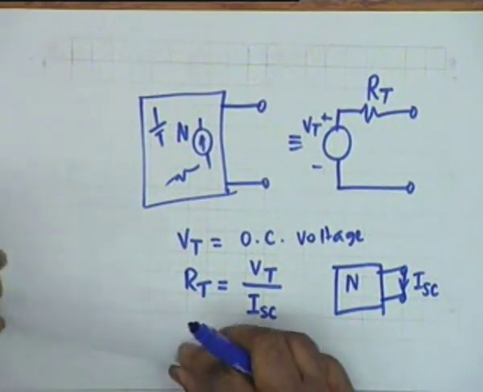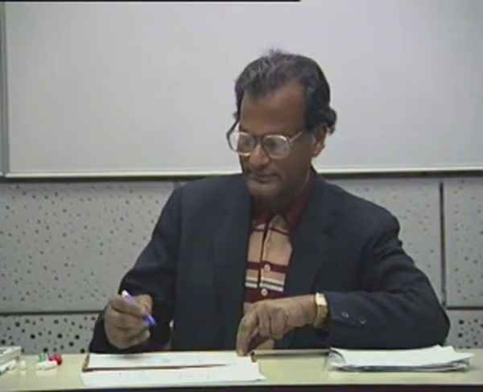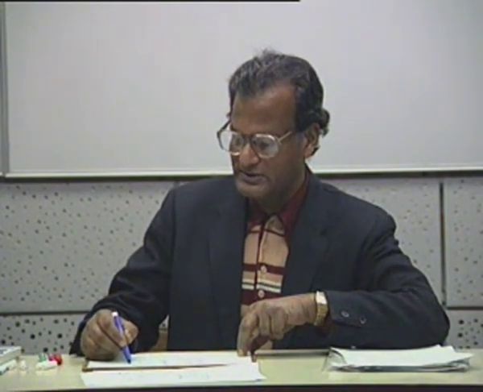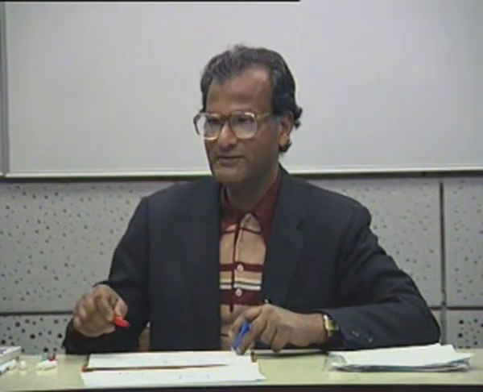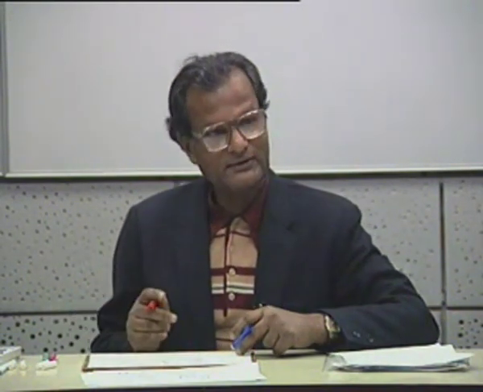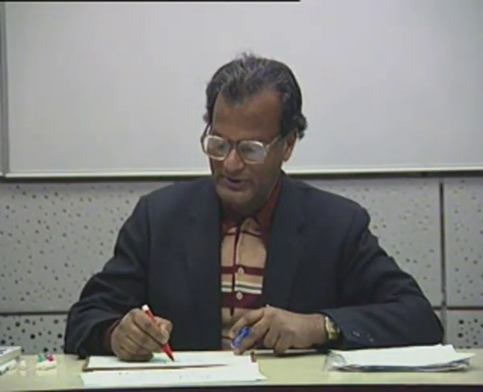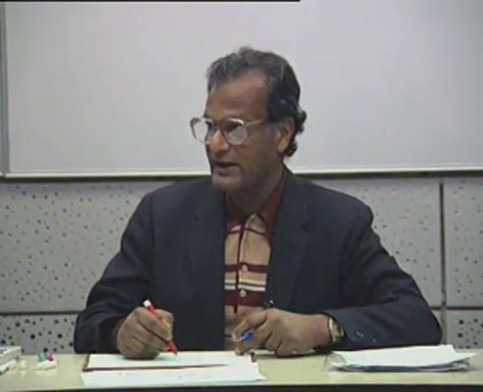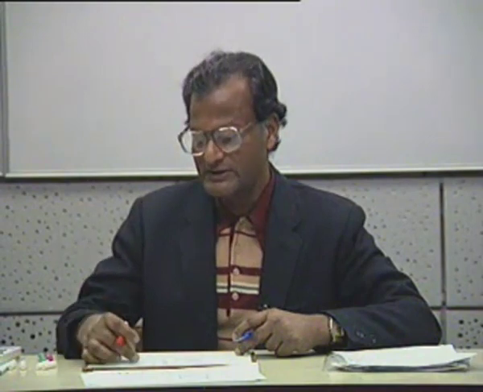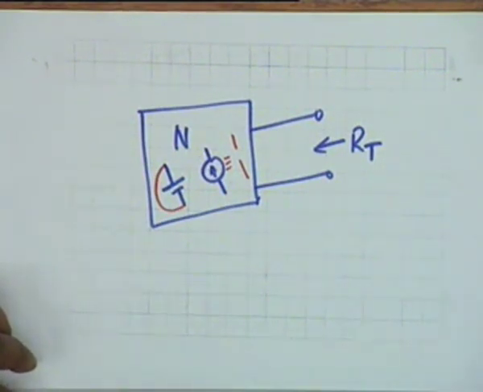The other interpretation is that RT is the resistance looking back into N. RT is the resistance measured across this one port with the voltage sources short-circuited, that is, voltage sources replaced by a short circuit, and current sources replaced by an open circuit. That is, you open the current sources and short the voltage sources inside N. Under that condition, whatever resistance is measured across the port is RT. This is the interpretation of RT, and this is where the concept of dependent and independent sources arises.